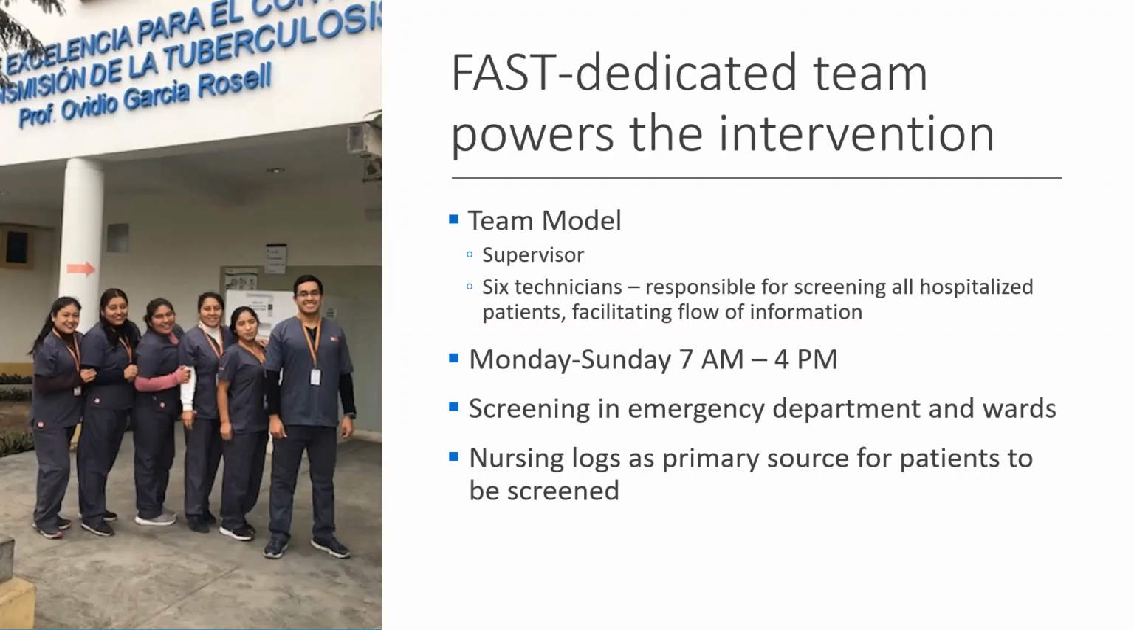This is something that if a hospital is going to implement FAST or a team is going to implement FAST, you really kind of need to make a decision about who is going to qualify for the screening, and then how you're going to go from there. This model is a team-based model, right?